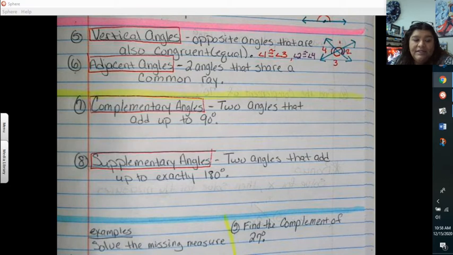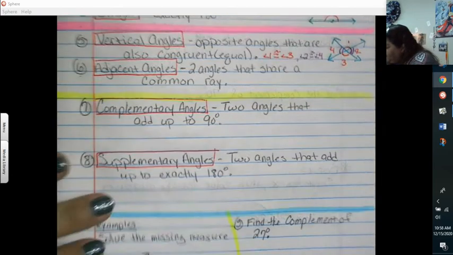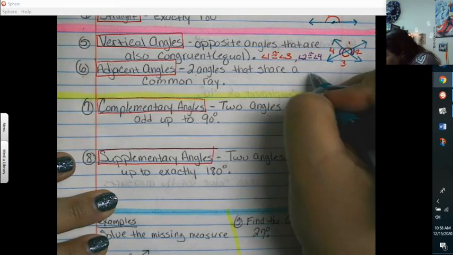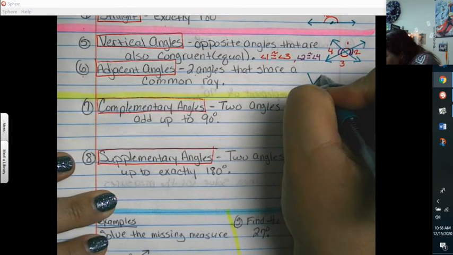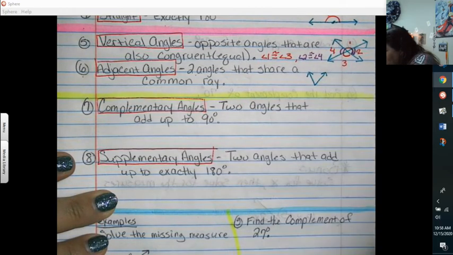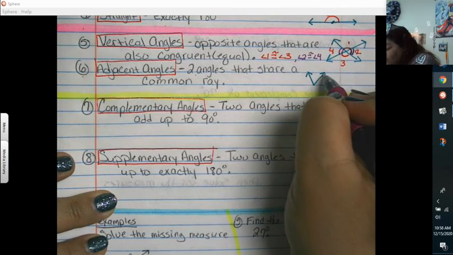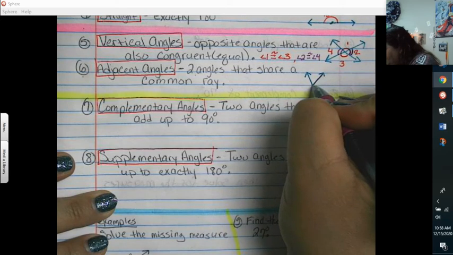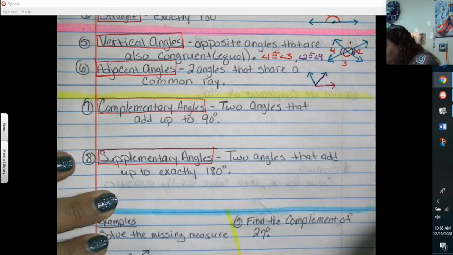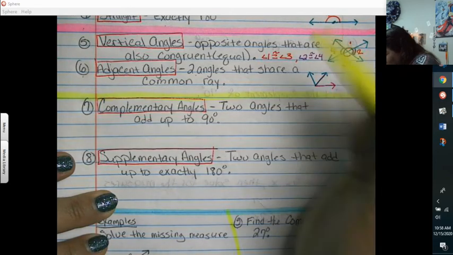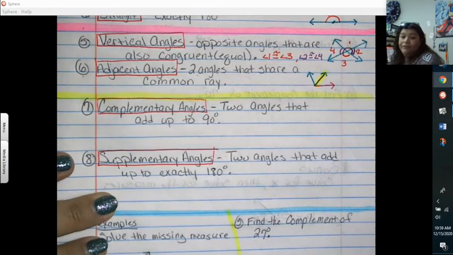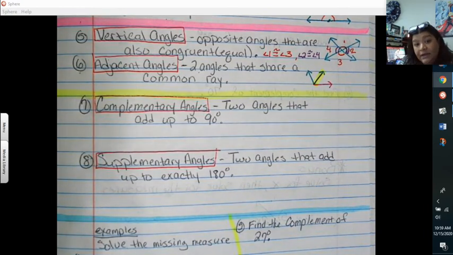Adjacent angles is next. It says 2 angles that share a common ray. So let me show you what that looks like. It means I have 2 angles, and they're going to share a common ray. So they're going to share a side. Take a look. Here is one angle, and using one of the rays here, there is another angle. See, so they share that ray. You have that ray going in there, but it is 2 angles.